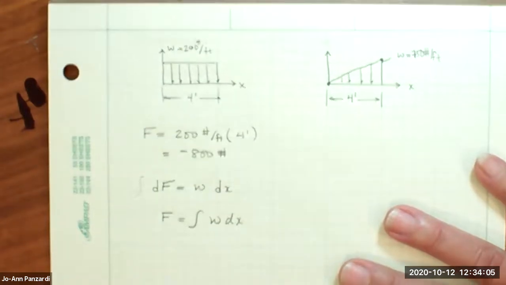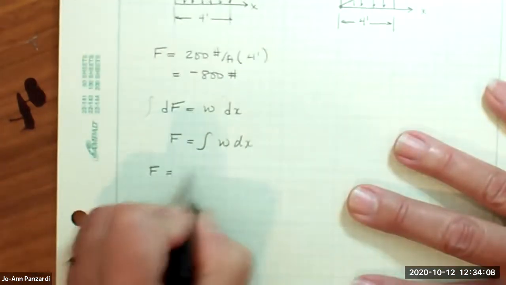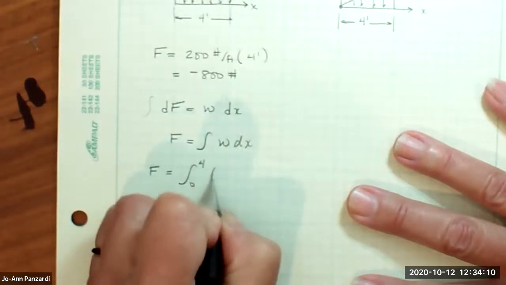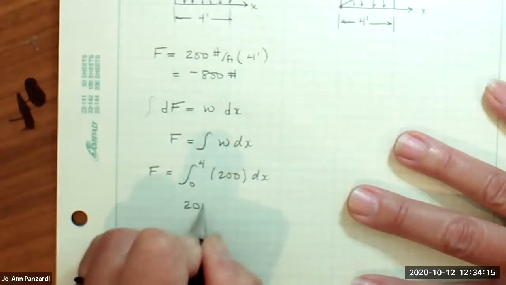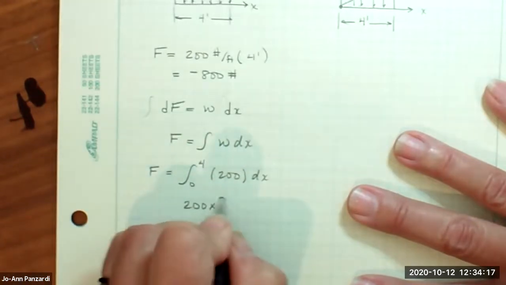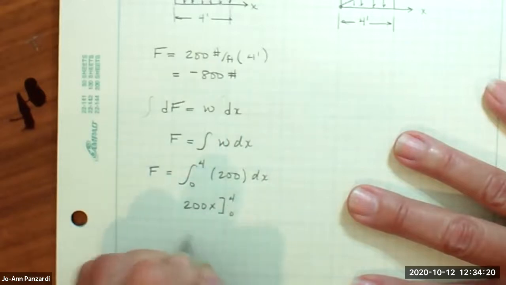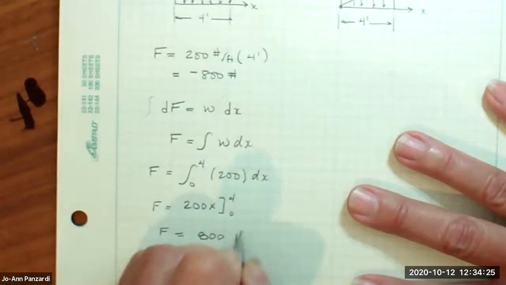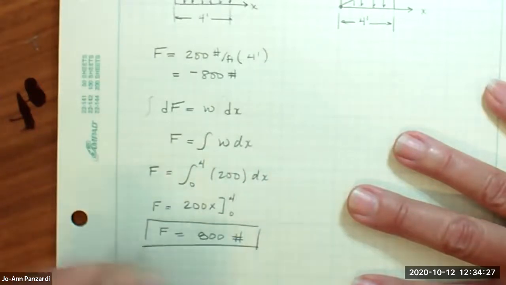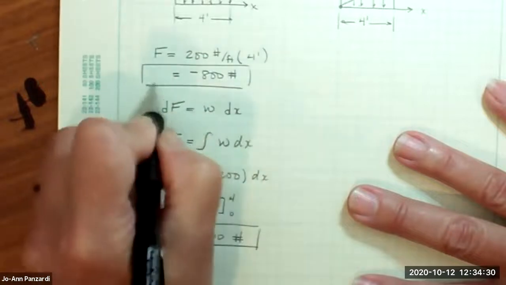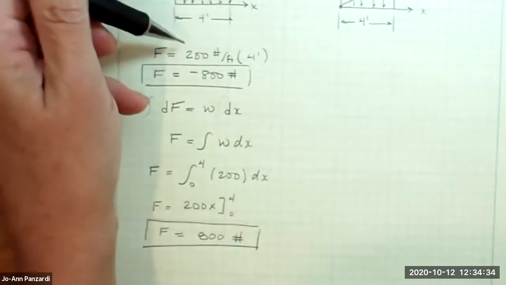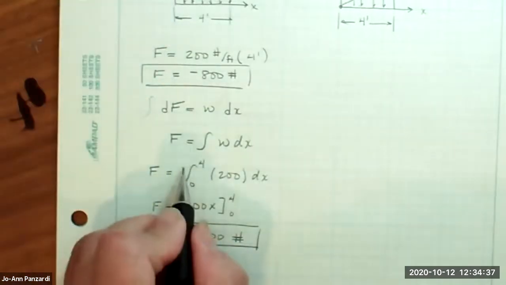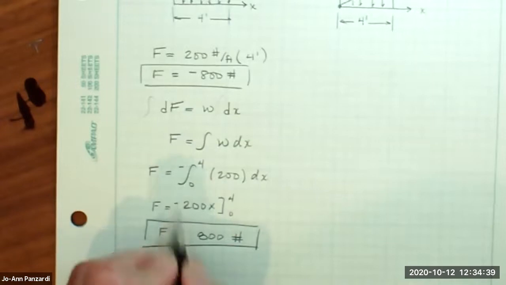Okay, so let's do that. The force is the integral from 0 to 4 of W, which is 200, dx. It turns out to be 200x going from 0 to 4, and it turns out that F is equal to 800 pounds, which matches what we got up here. And of course, we'd have to put in the negative, right? Because we're looking at the force going down, right? So I'm going to have to put a negative in here and get a negative.